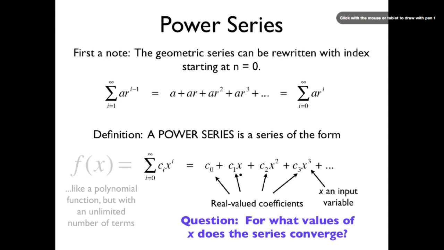So our power series is some coefficient, which can change as i changes, and then x to the i, which gives like a polynomial, but a polynomial for every power of x to infinity. So you have an infinite number of terms. And we wanted to ask the question, when does the series converge, right? For what values of x does the series converge?